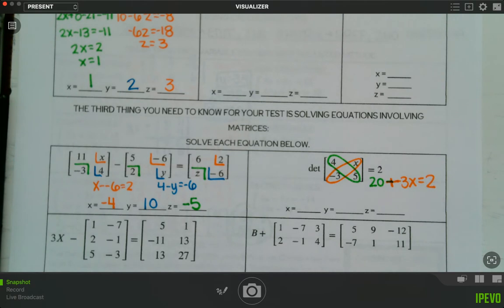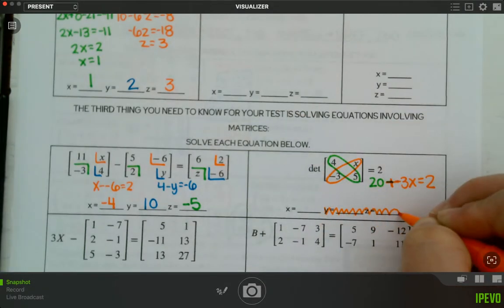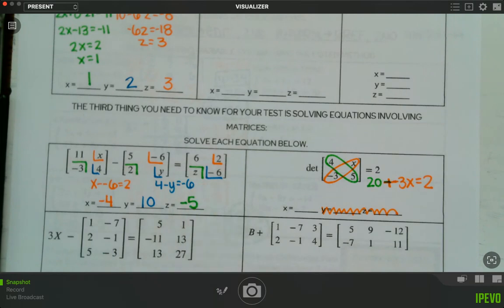Okay, this one only has an x. I don't know why it has an x, a y, and a z. Actually, I do, because I had originally put 2 of these, and then realized I forgot a determinant one. Okay.